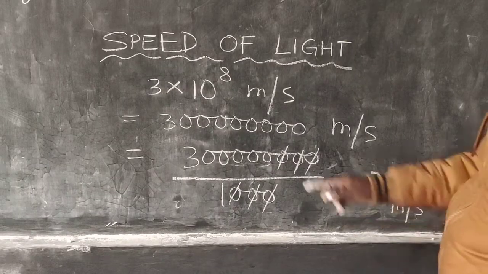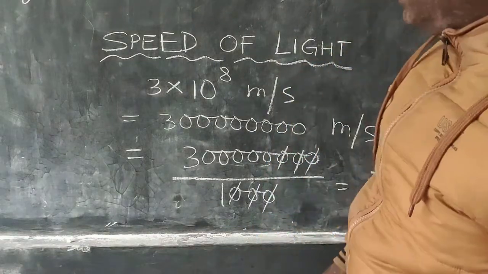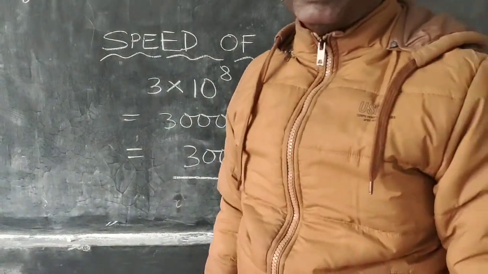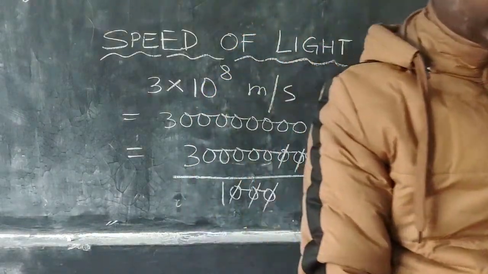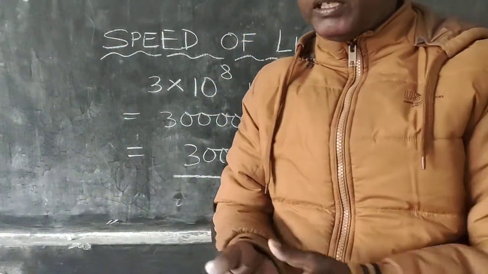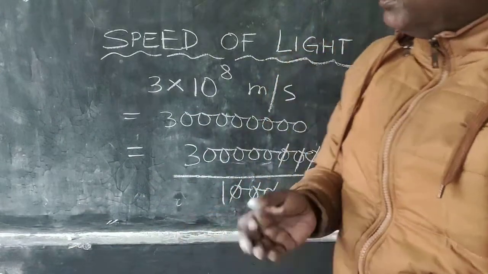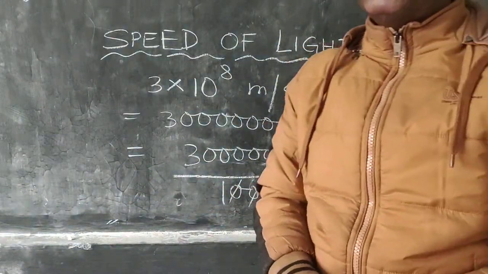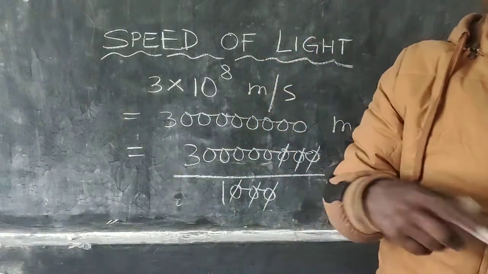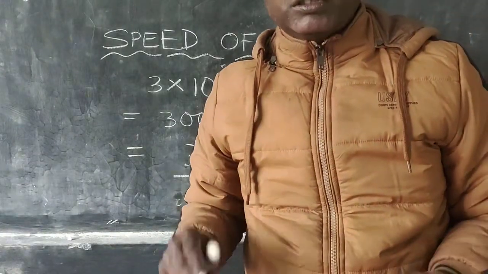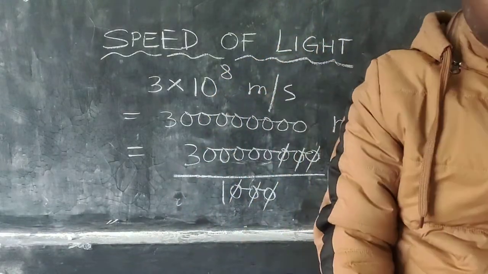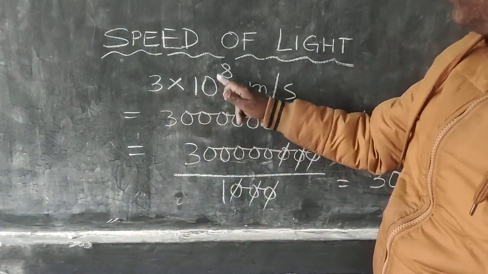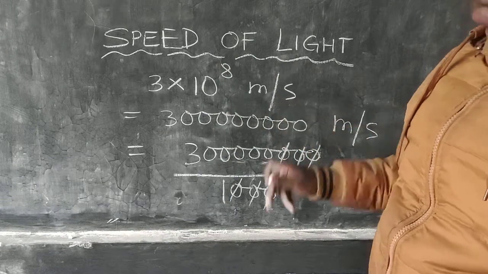Okay, next topic is speed of light. Now, speed of light in vacuum. Vacuum means a region of total absence. Neither solid nor liquid nor gas is there. Not even air is there. But speed of light in vacuum and speed of light in air are almost similar. So speed of light is 3 into 10 to the power of 8 meters per second.